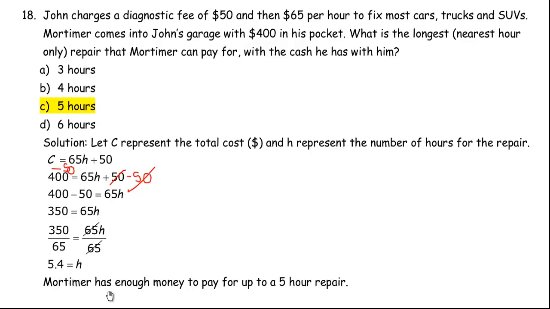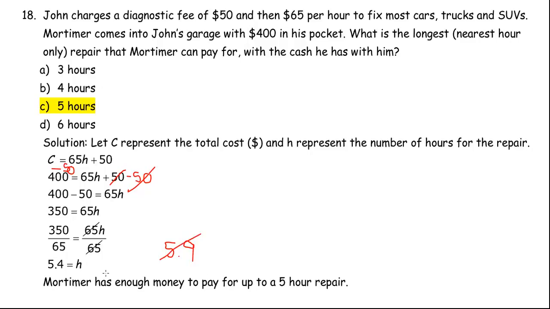Now, it says you're going to the nearest hour. So we would round 5.4 to 5. So he has enough to pay for a 5-hour repair. Now, if you're only doing whole hours, even if that worked out to 5.9, for example, then you would still round it down to 5, because if it's not quite up to 6, Mortimer does not have enough money unless he goes to get more to get to 6.